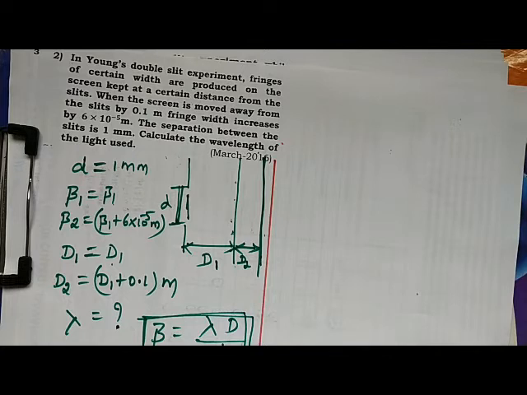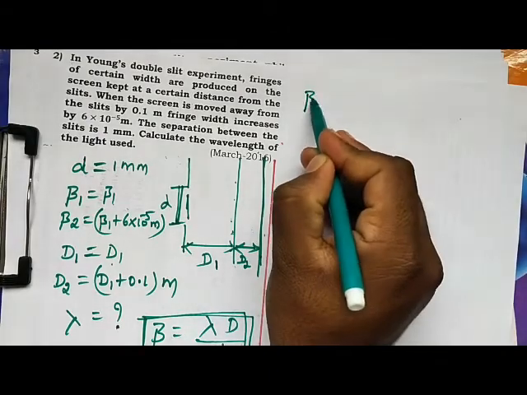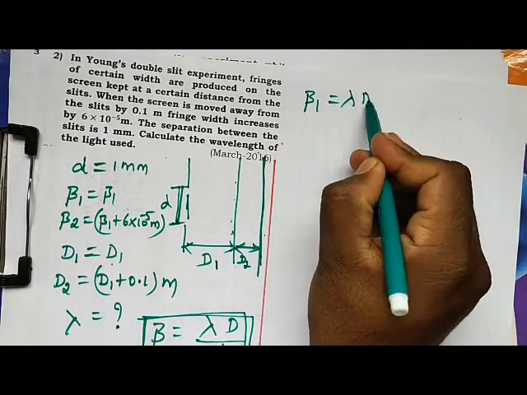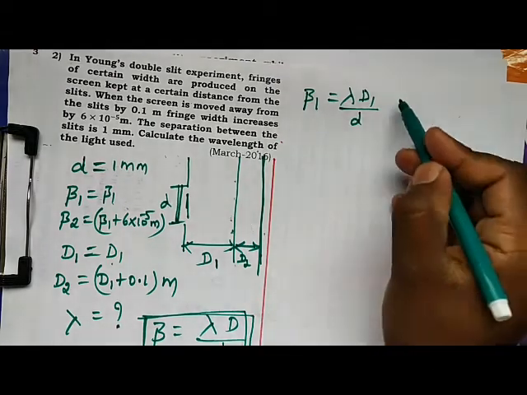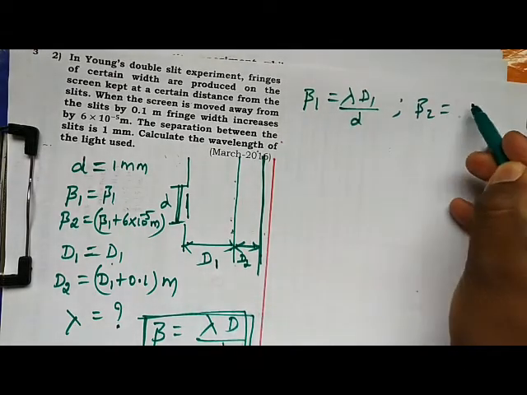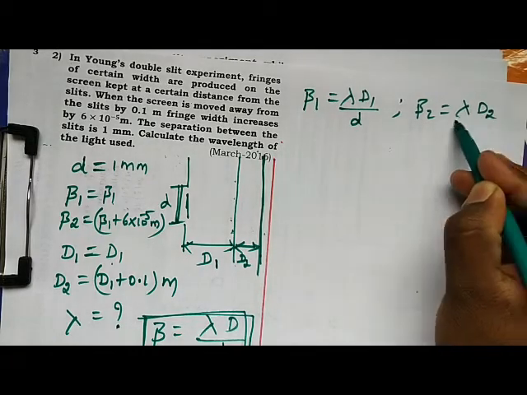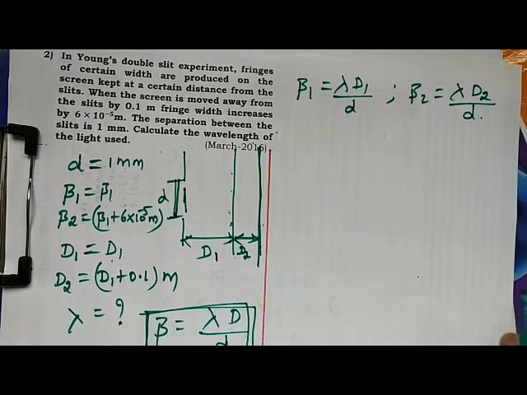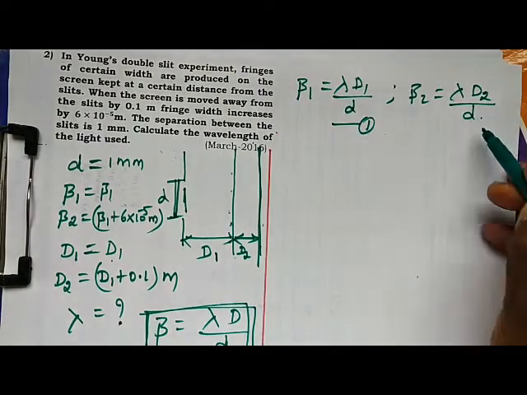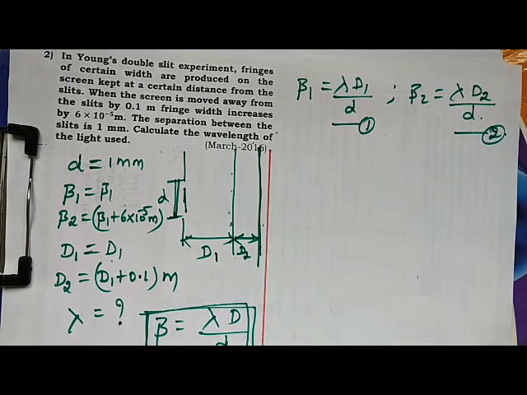So now to calculate the wavelength of the light used, the first fringe width beta 1 can be written as lambda d1 divided by d, and the second one, the fringe width beta 2, can be written as lambda d2 divided by d. Our intention is to find the wavelength of the light used. Call this equation number 1 and this equation number 2.